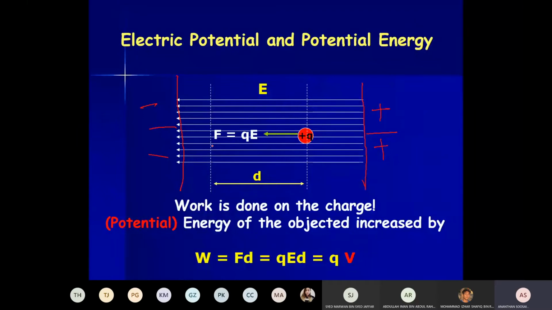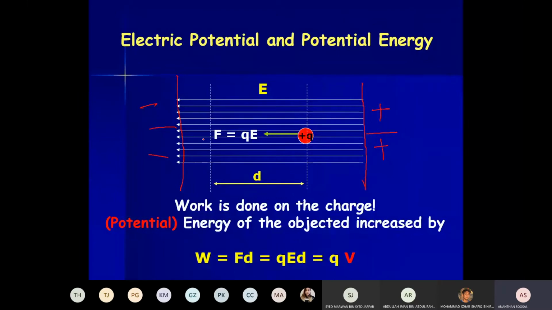Okay, so if the charge moves from left to right, tell me, does it gain potential energy or kinetic energy? The charge was, let's say, fired, so that it moved to the right and it slows down. So it gained potential energy or kinetic energy? Potential. So it gained potential energy.